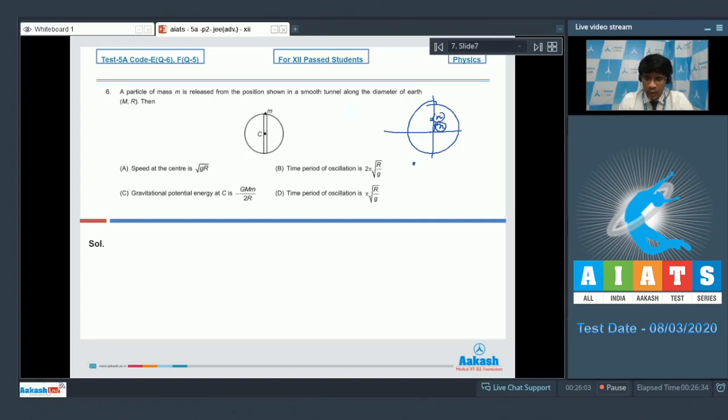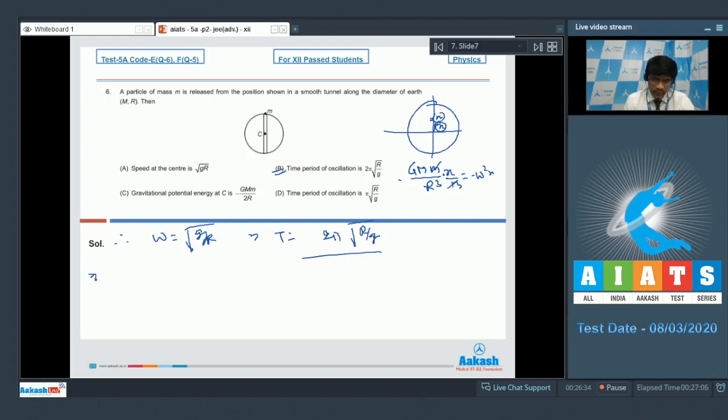mass m would be how much? G capital M small m divided by R cube into x. This is the restoring force. So divided by m it would be minus omega square x. From this equation we are getting the value of omega to be equal to root under g by R. So the time period would be how much? 2 pi root under R by g. So definitely B is the correct answer here.